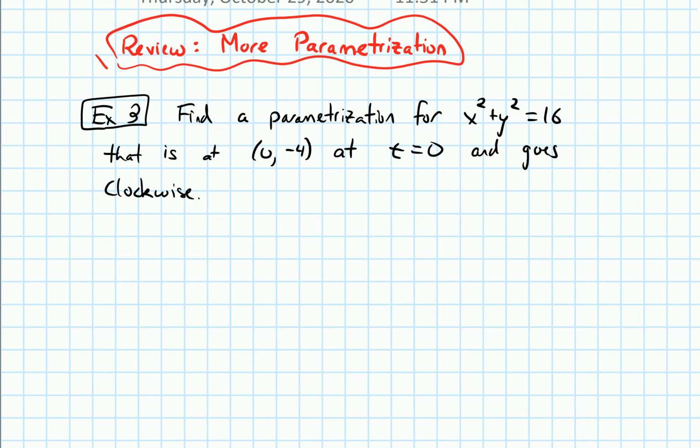Let's find a parameterization for x squared plus y squared equals 16 that is at 0, negative 4 when t equals 0, and it goes clockwise. All right, pause this video for 2 to 3 minutes to try this question.